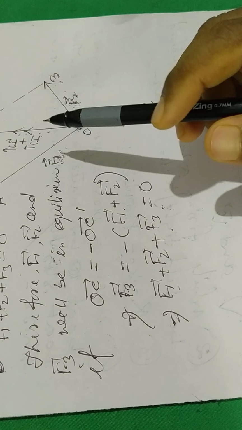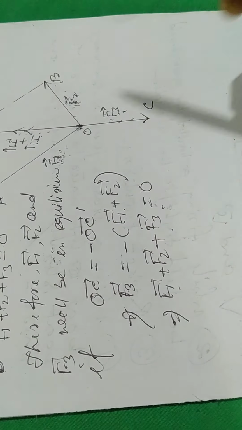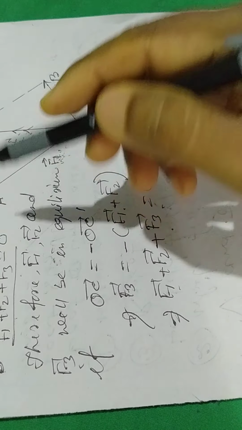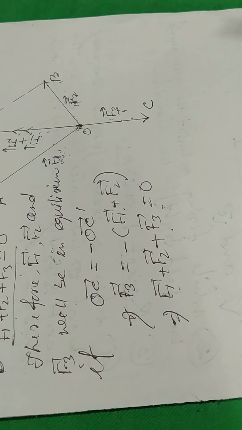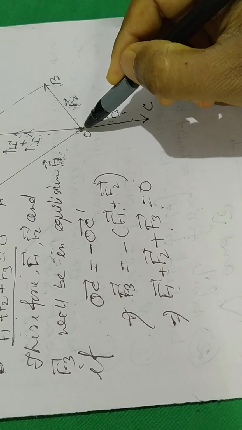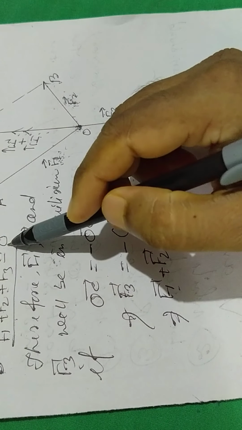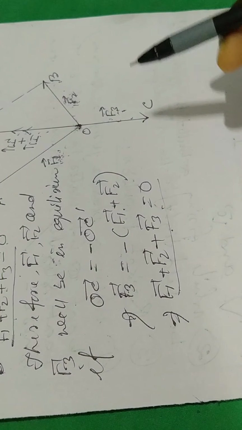Again I am telling you, concurrent forces means when a number of forces act at the same point, they are called concurrent forces. A number of concurrent forces are said to be in equilibrium if the vector sum is 0. So here F1, F2, F3, these three forces are concurrent forces since they act at a single point, and these three forces are in equilibrium because their vector sum is 0.